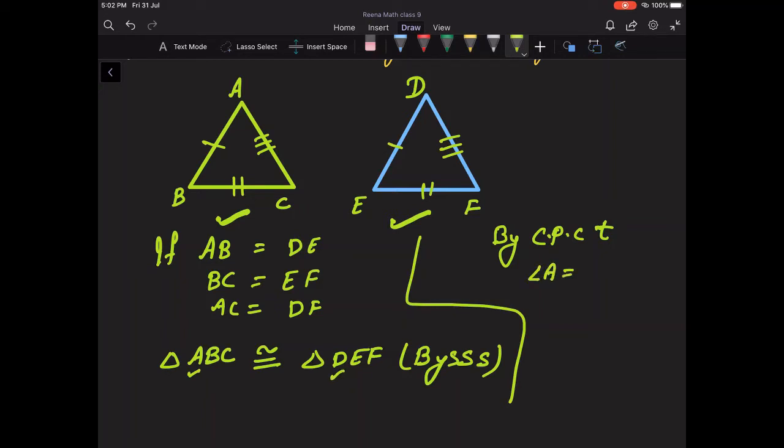Angle A is equal to angle D. Angle B is equal to angle E. And angle C will be equal to angle F. So after proving triangles congruent, we can apply CPCT to make other parts equal.